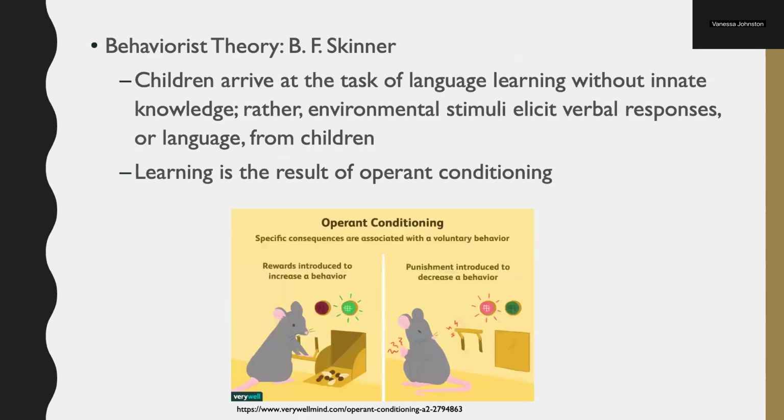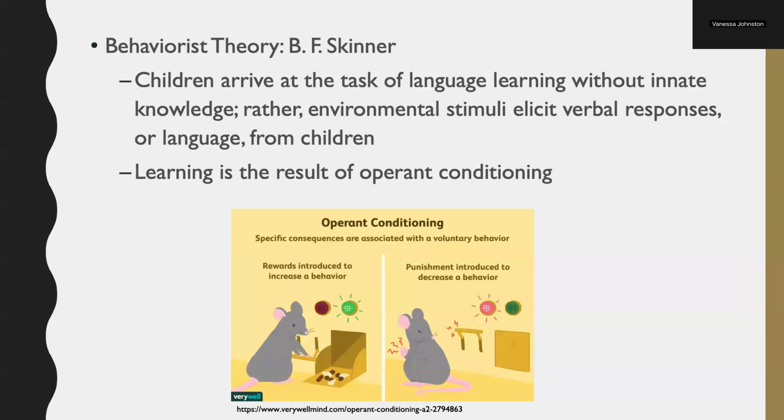So first we have the behaviorist theory by B.F. Skinner. The major tenets of the behaviorist theory are that children are essentially a blank slate without innate knowledge, and that children learn through operant conditioning. Operant conditioning describes how behaviors are shaped by responses to the behaviors. The result is that behaviors that are reinforced become strong, and those that are punished become suppressed.